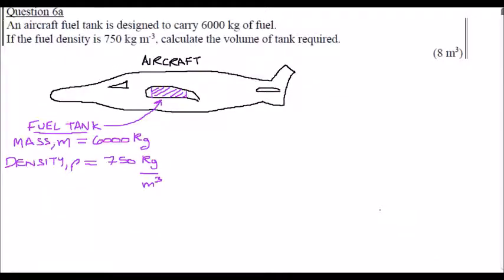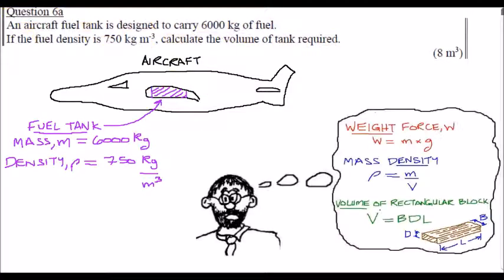Question 6a. The aircraft fuel tank is designed to carry 6,000 kilograms of fuel. The fuel density is given as 750 kilograms per meter cubed. We've got to calculate the volume of the tank required. There's the information extracted from the question.